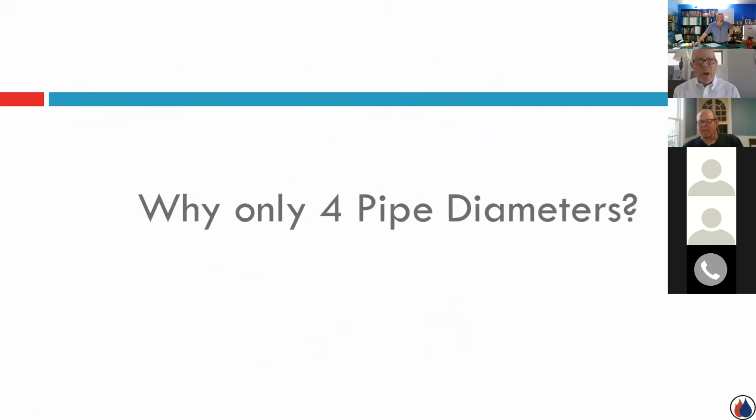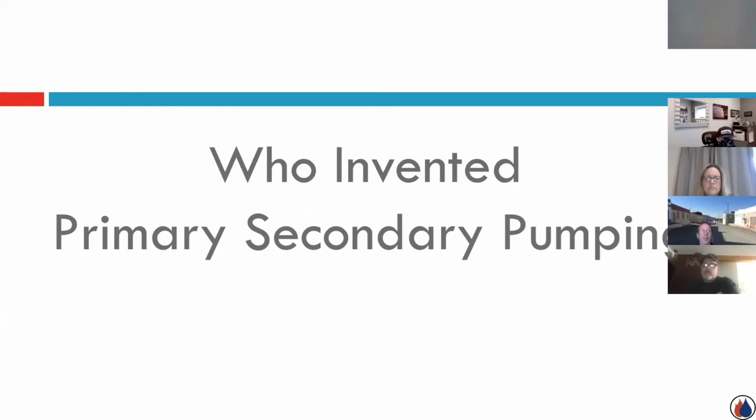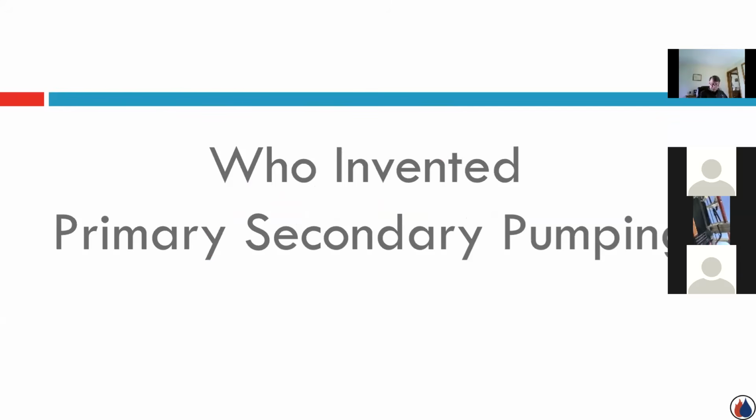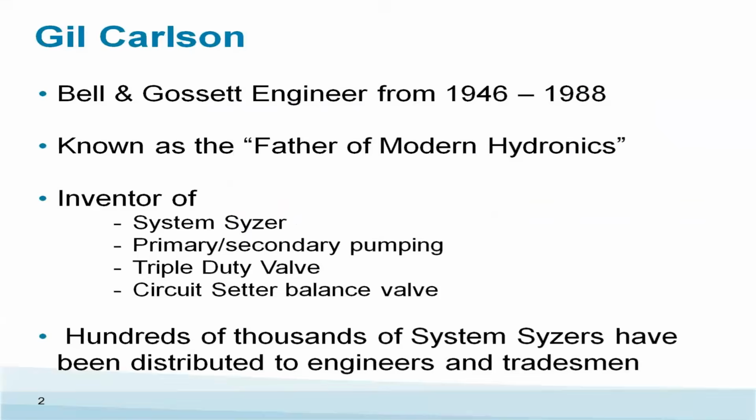So the question is, well, why? Why 4 pipe diameters? What's the magic behind that? Or what's the technical reason behind that? To get into that, I'd like to bring in a little bit of history as to where it came from. And as we go through that, it'll become clear why the 4 pipe diameters, or why the maximum of 12 inches, etc. And sometimes that's not even actually accurate, but we'll discuss that as we go.